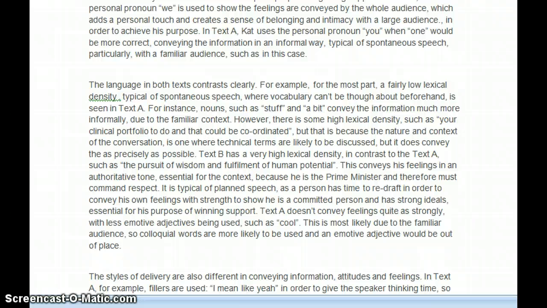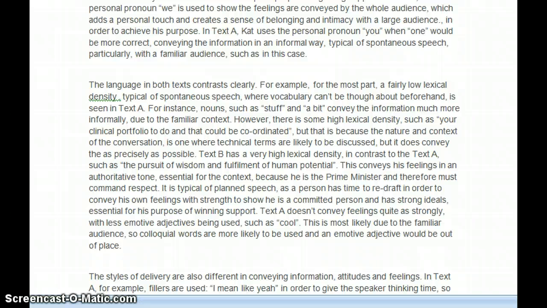It is typical of planned speech, as a person has time to redraft in order to convey his own feelings with strength to show he is a committed person and has strong ideals essential for the purpose of winning support. I think saying it's typical of planned speech is pointless. You don't need to show general knowledge, you need to show specific knowledge, so ensure your points are specific all the time. I think strong ideals is really nice and that should definitely be incorporated, but the rest of it is very general in terms of planned speeches and that should be avoided.